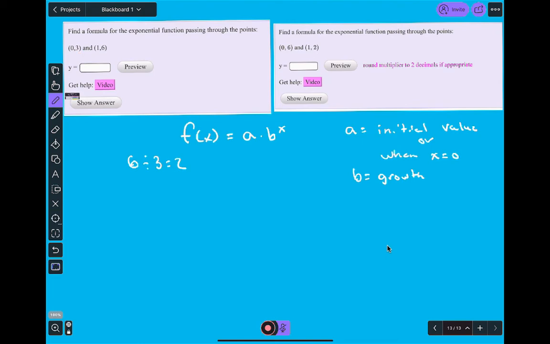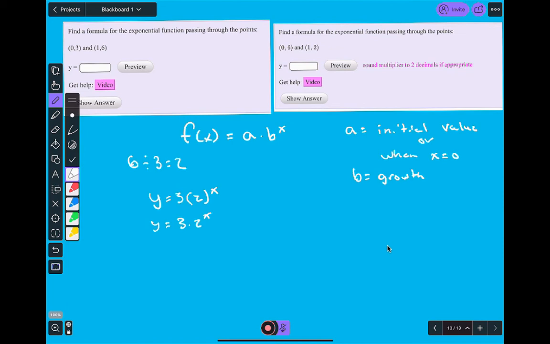So for the first problem, the equation is going to be this. It's going to be y, or f of x. My initial value was 3, and then I'm going to put it inside of parentheses. My growth, or my multiplier, is 2 to the x power. And that's how you write that. If you wanted to write it with a dot, you could write it like this: 3 times 2 to the x, and that would be correct also.